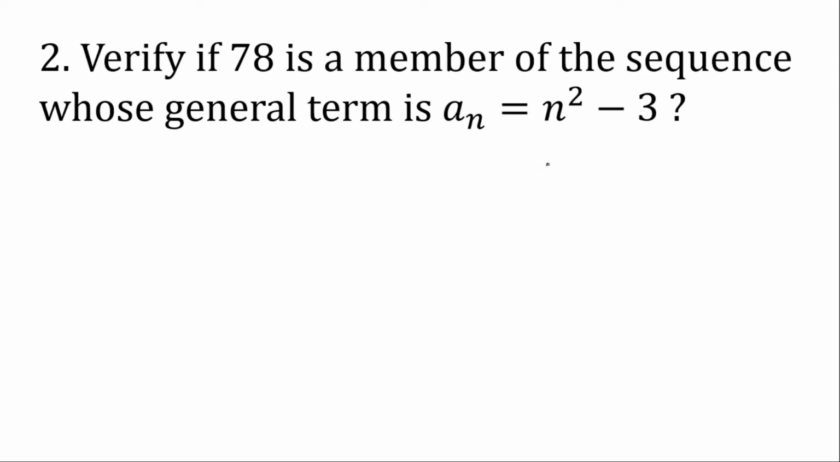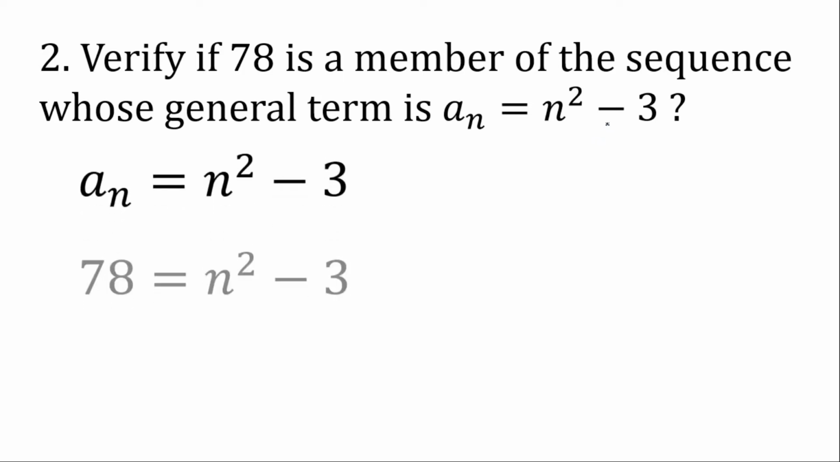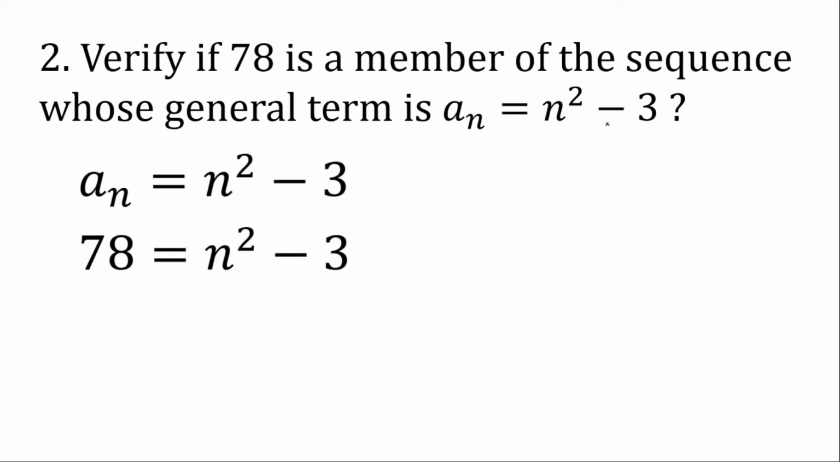So to answer that, let's assume that 78 is a member of this general term. So let's substitute 78 to the a sub n because that's the term that we're looking for. If the value of n here is a positive integer or counting number, then therefore 78 is a member of this sequence. But if we get a decimal, a fraction, or a negative number, then therefore it is not.